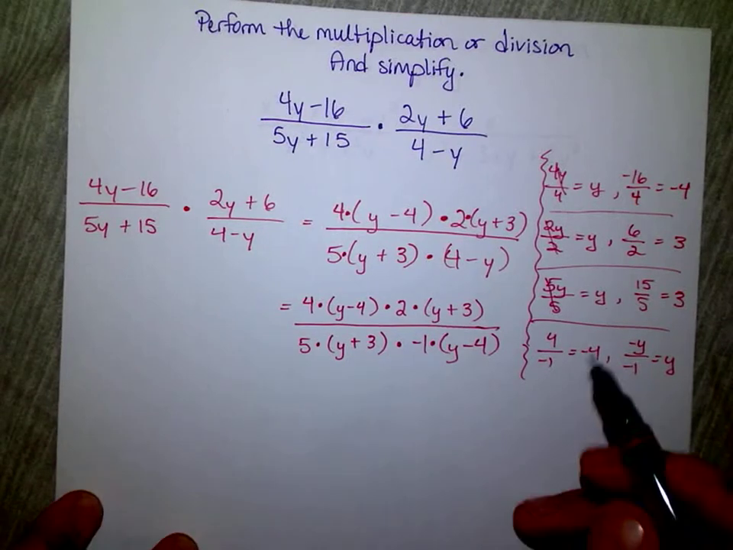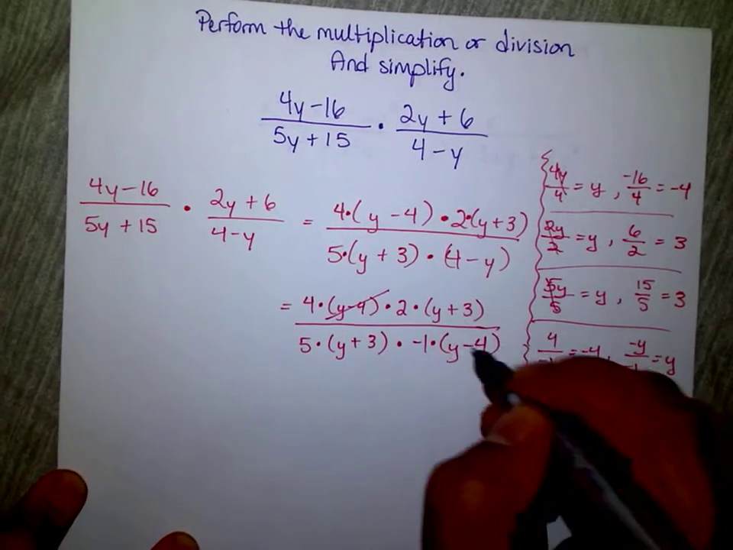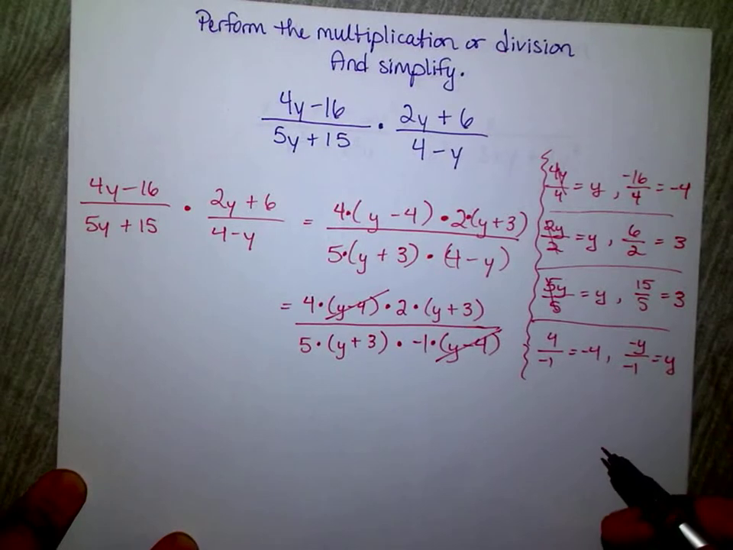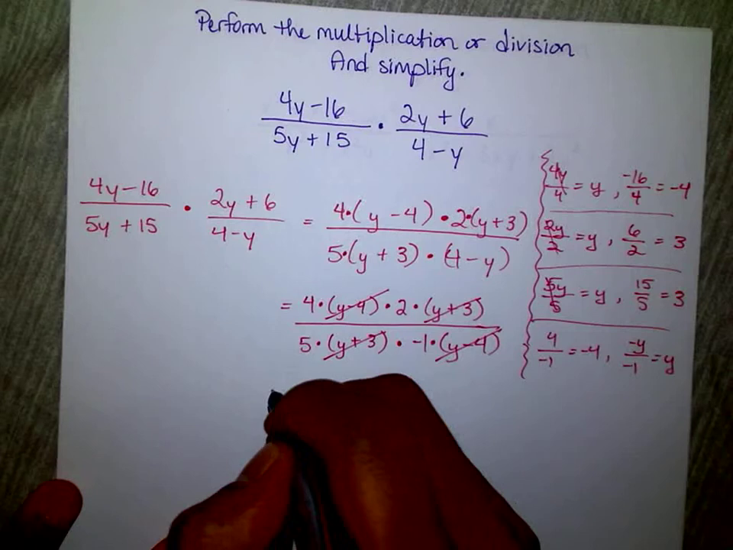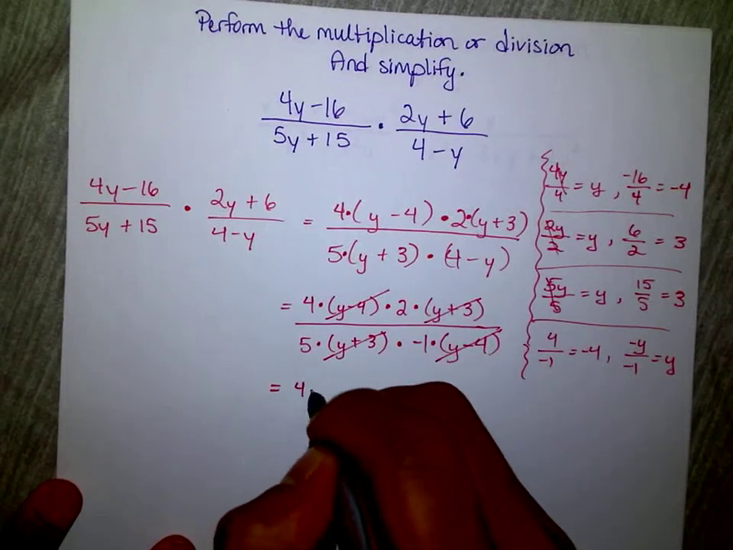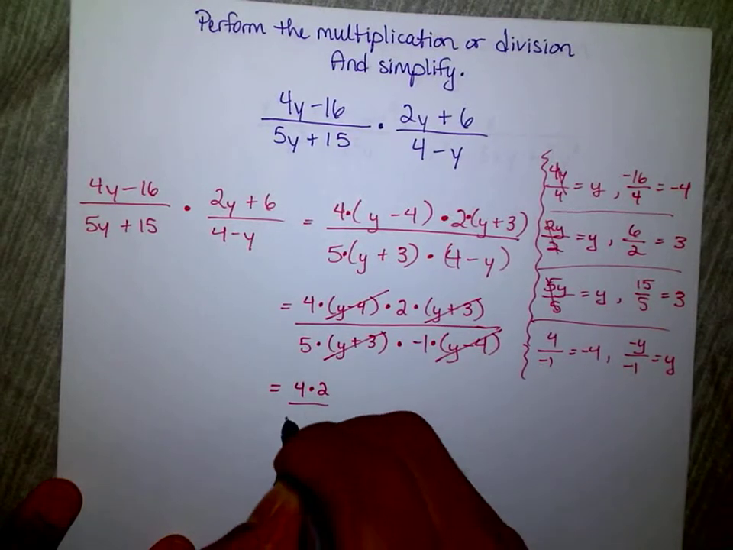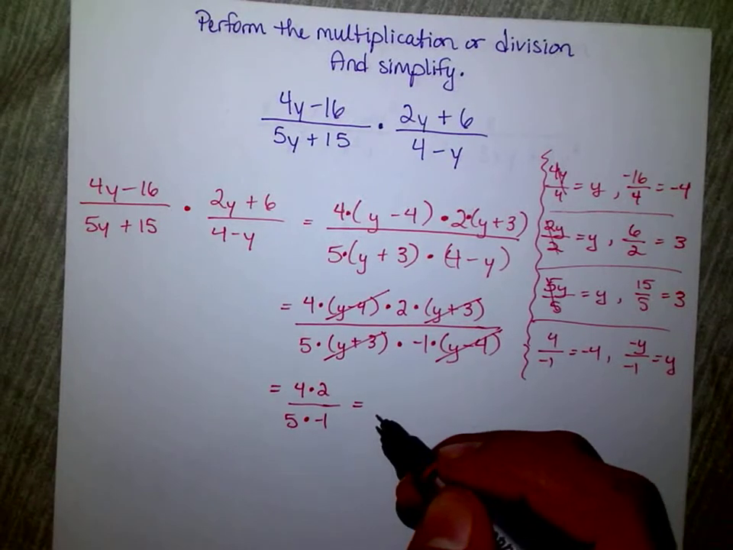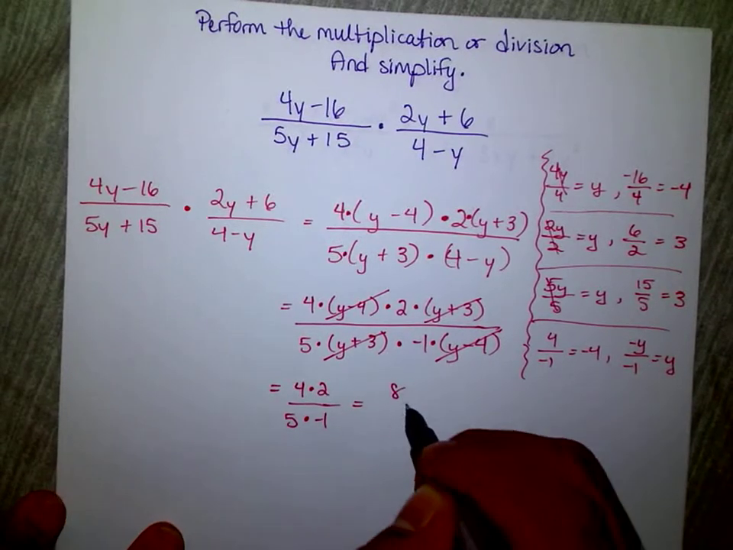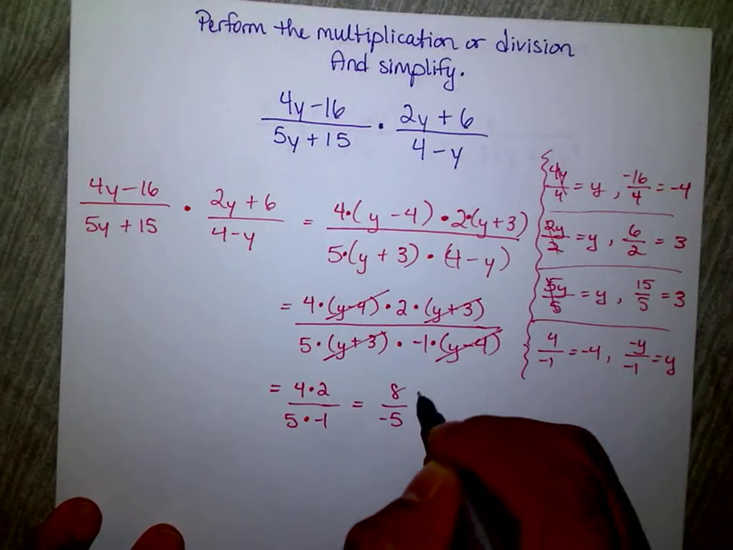I want to start canceling things out. Cancel my y minus 4's out. I can cancel my y plus 3's out. So I'm left with 4 times 2 over 5 times negative 1. We can just simplify those last two things. That's going to give us 8 over negative 5.